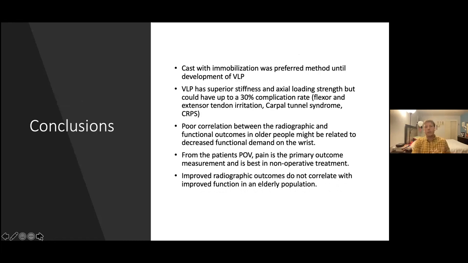So the conclusions of the study: cast with mobilization was the preferred method until the development of the volar locking plate. Volar locking plate has superior stiffness, axial loading strength, but has a higher complication rate, which would be interesting because I know we just talked about the very low complication rates. This might be due to the study having come out almost 10 years ago, 10 years plus if you count in the work done prior.